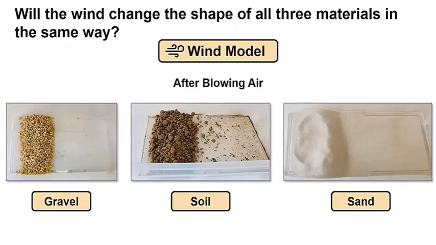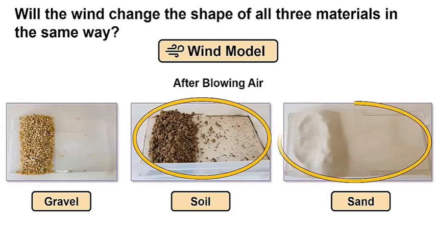What did we observe? We observed that the pile of soil got smaller and the pile of sand got flatter. The pile of gravel did not really change. So we observed that the shape of the soil and sand changed more than the shape of the gravel. The land did not all change in the same way.